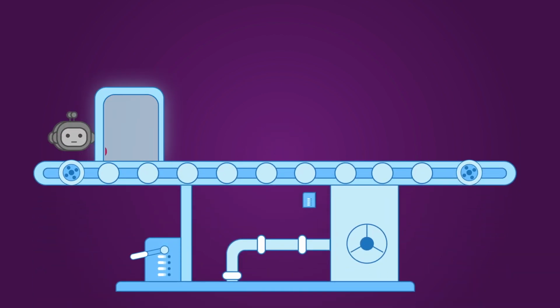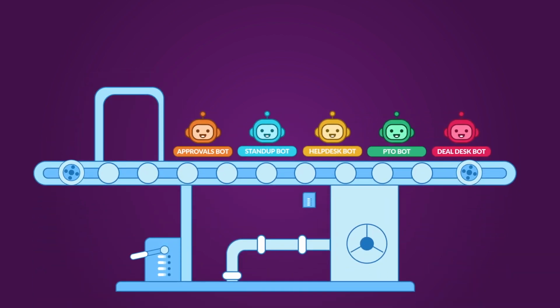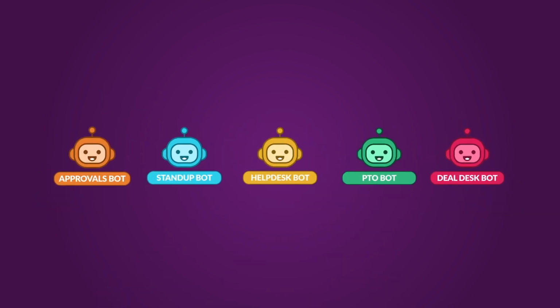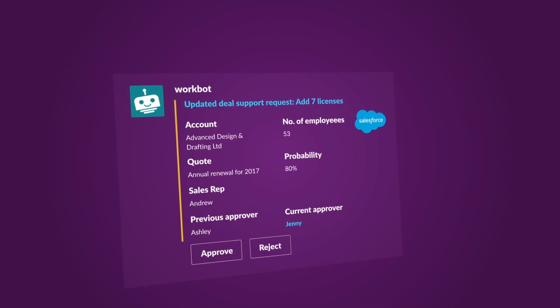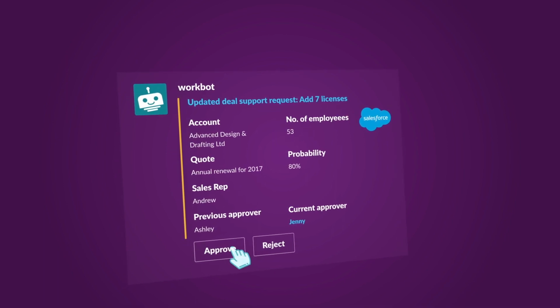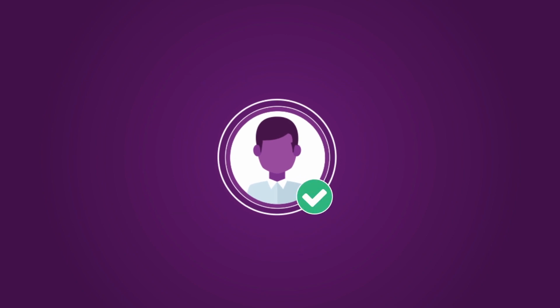Easily build your own chatbots that will grow with your ambitions. Workbot is the easiest builder to create customized bots for Slack. With Workbot for Slack, managers can approve expense reports, time off requests, or deal desk requests with a single click. Workbot verifies the approver's identity before each action.